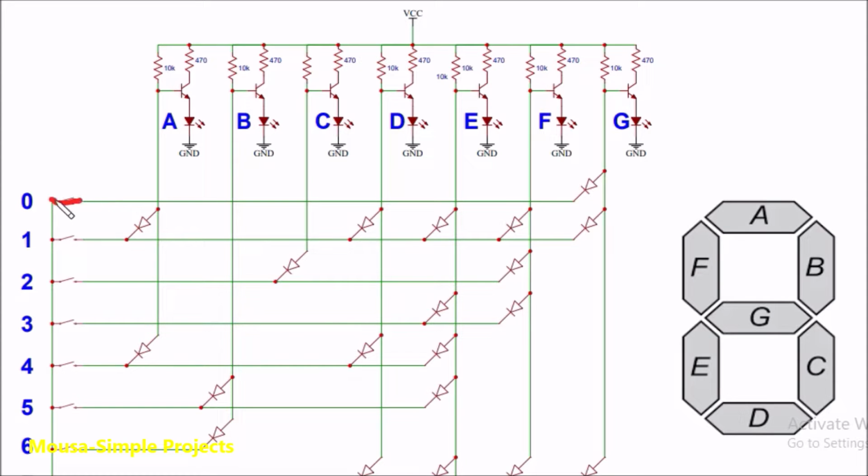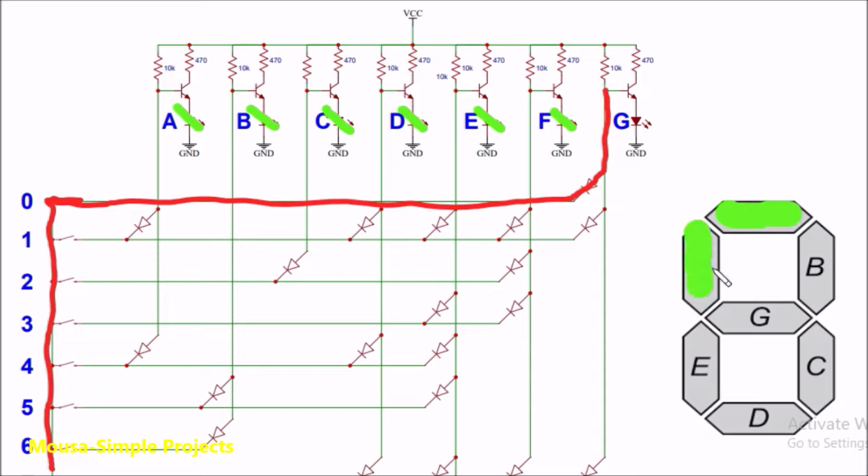But if you close the switch number 0, you can deactivate the segment G by connecting the base of this transistor to the ground through this diode. So this time, number 0 appears on the display.